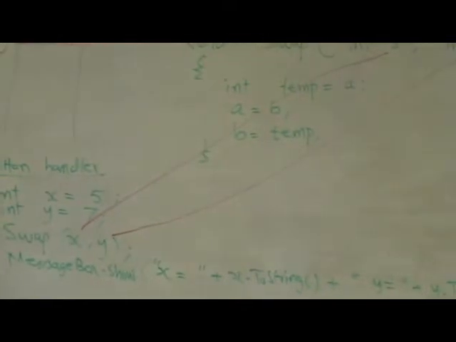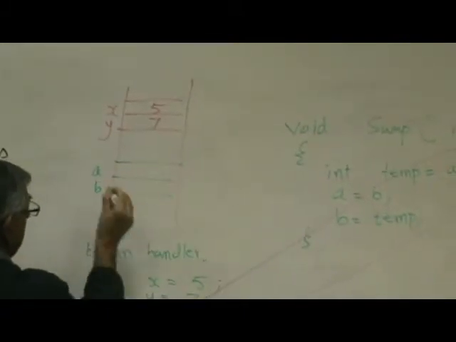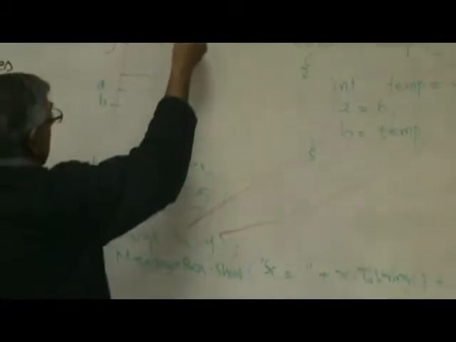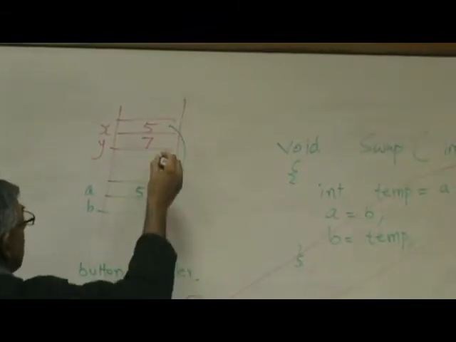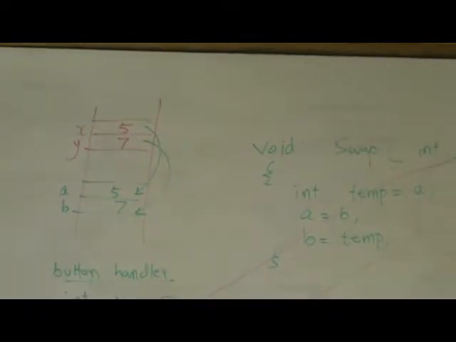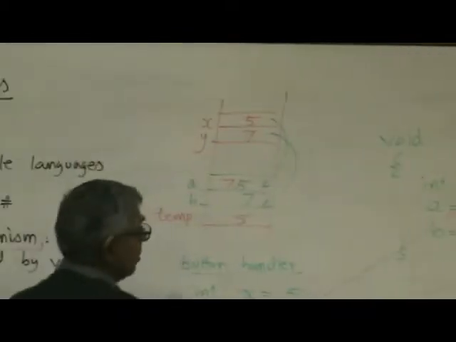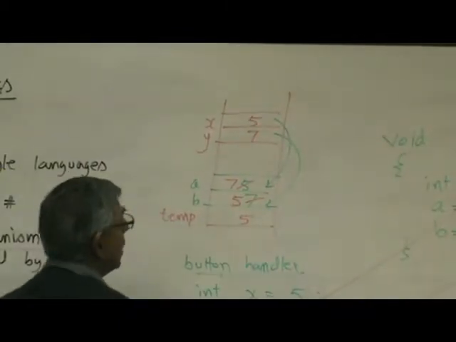As I mentioned, new memory is created for the parameters. What are the parameters? A and B in this case. So the computer will allocate new memory for A and new memory for B. Because X corresponds to A, we'll copy the data over here. Y corresponds to B, so we'll copy the data into B. Then it will start to execute the method. Int temp equal to A, so we'll create memory for temp. Temp equal to A, so this will become 5. A equal to B, so this will change to 7. B equal to temp, so this will change to 5.